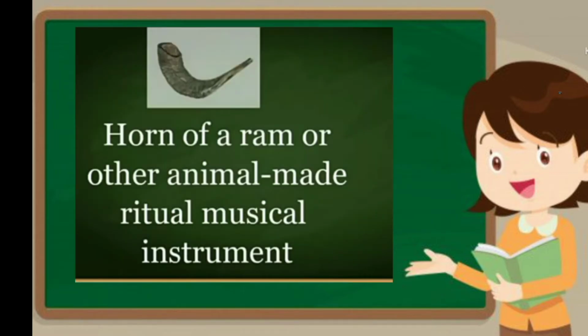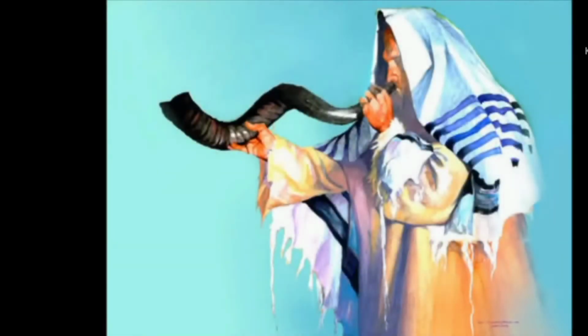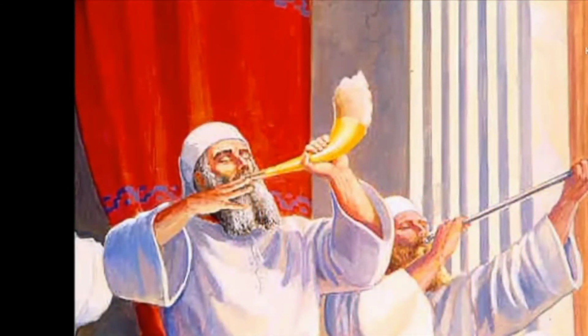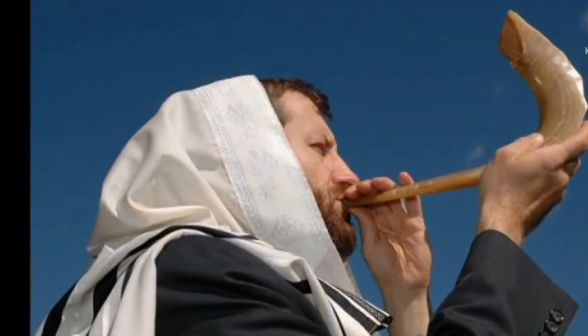Horn of a ram or other animal-made ritual musical instruments. Come on, let's listen to this. In biblical times, it was used during the Sabbath, announcing the new moon and the proclamation of the anointing of a new king.